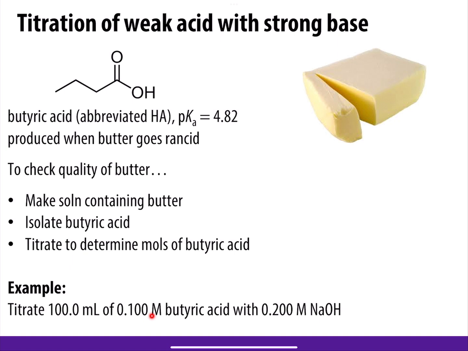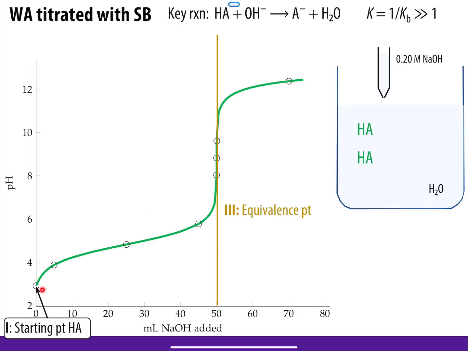In this example, let's just consider taking a known concentration solution of butyric acid, so 100 milliliters of 0.1 molar butyric acid, and we're going to titrate it with 0.2 molar NaOH. So in this case now, we've got our starting point here. At the starting point here, we just have a weak acid in solution, but the curve does look quite different compared to the strong acid. We still have the equivalence point here, so at the equivalence point, we're still seeing, in this case, since we started with an acid, a sharp rise in pH.